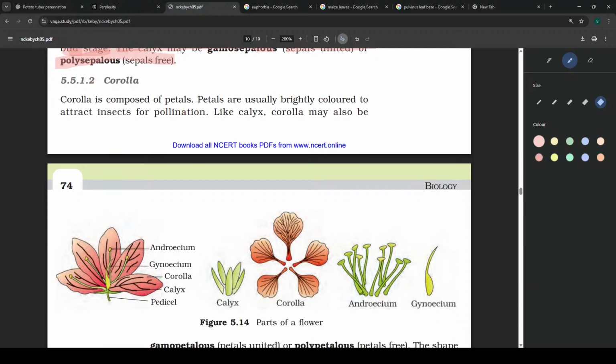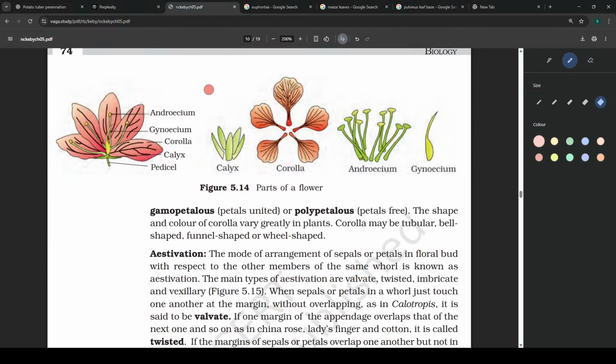Next is corolla. Corolla is composed of petals. Petals are usually bright colored to attract insects for pollination. Like calyx, corolla may also be gamopetalous, petals united, or polypetalous, petals free. The shape and color of corolla vary greatly in plants. Corolla may be tubular, bell-shaped, funnel-shaped, or wheel-shaped.